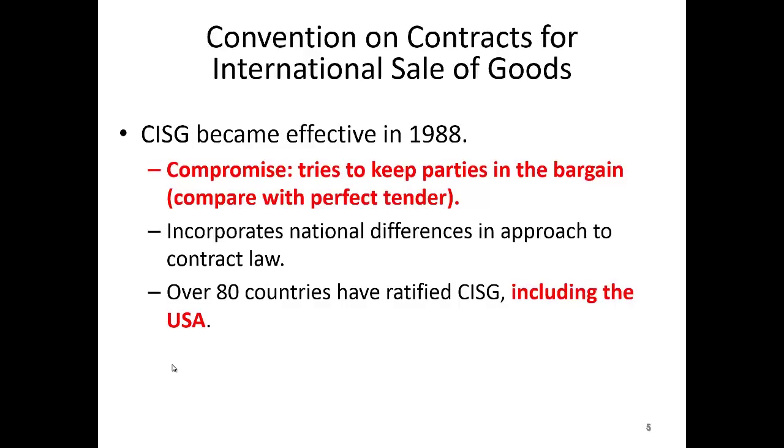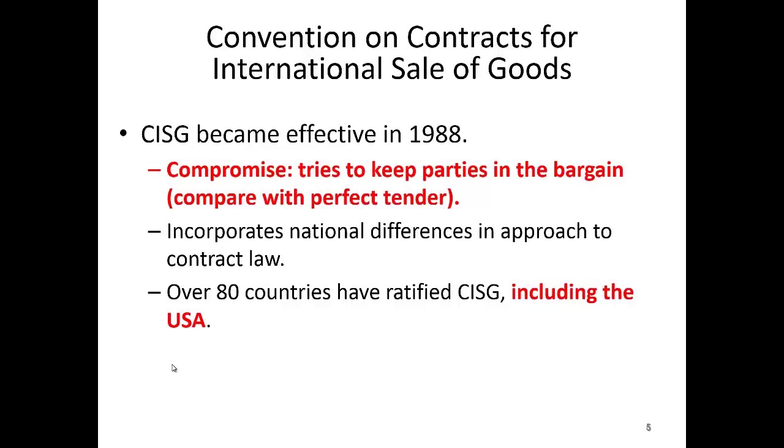Now, how is it different from the Uniform Commercial Code or typical transactions? Again, a lot of it is very similar, but I highlight some of the areas where it's markedly different from what we typically think of as America's rules on contracts. One of which is the idea that the CISG tries to keep everybody in the bargain. In other words, it pushes for compromise.